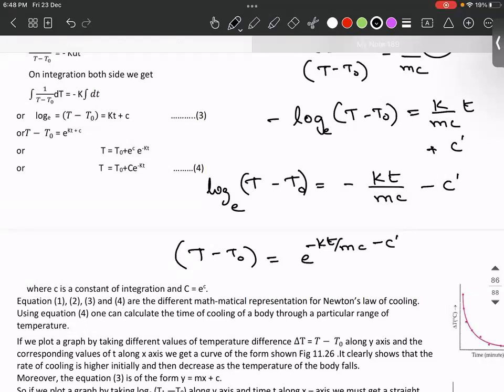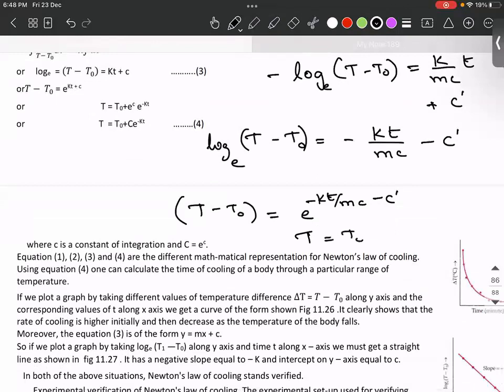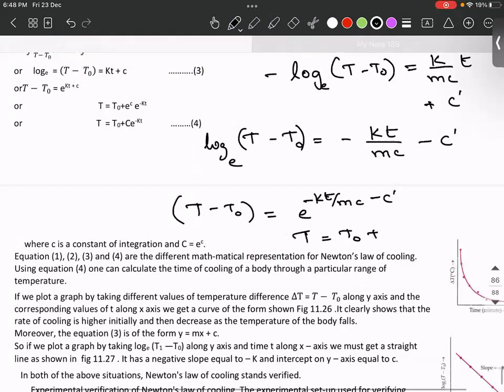So basically, when you remove the log, the base will go to that side as the base of the power. Log will become an exponent. Log and exponents are said to be inverse operations of each other. So T minus T naught is equal to e power minus KT by MC minus C dash. Then T is T naught plus some capital C times e power minus KT divided by MC.